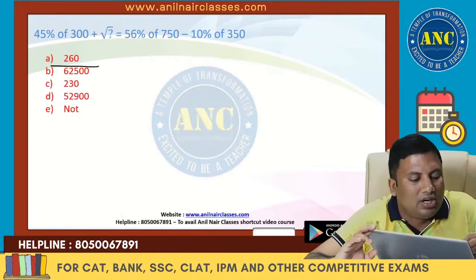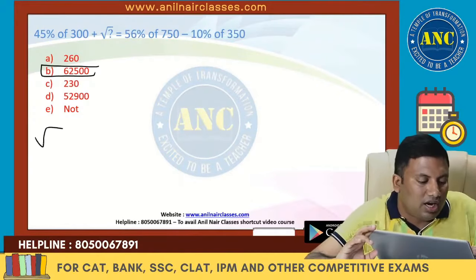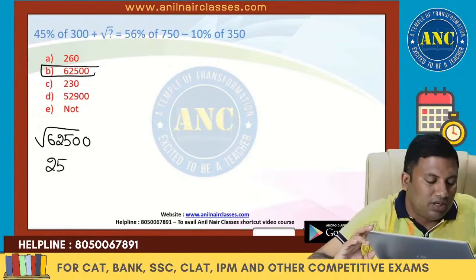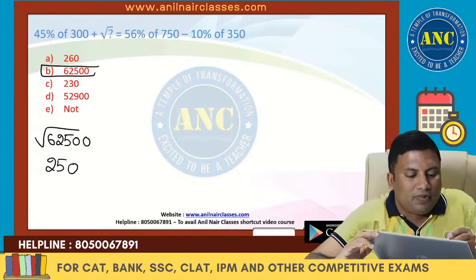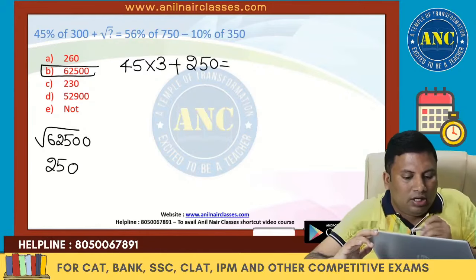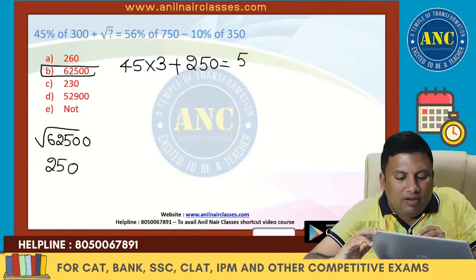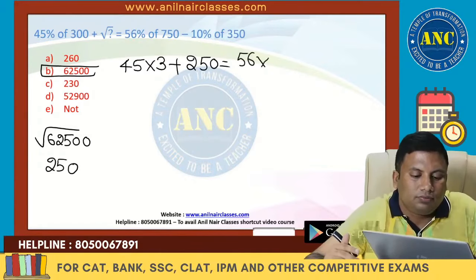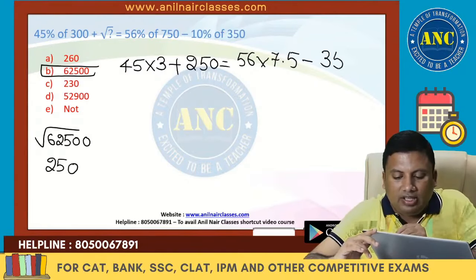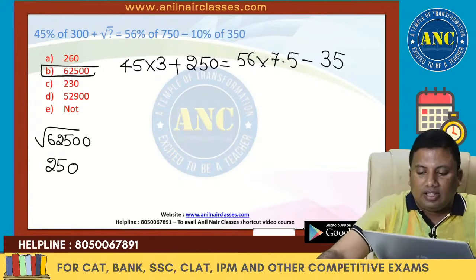Suppose I take 62500. This is nothing but 625, whose root is 25, so it is 250. So what will it become? 45 into 3 plus 250 equivalent to. Now what you can do is 56 into, this is nothing but 7.5 minus 10%, it is 35. It is nothing but 35.